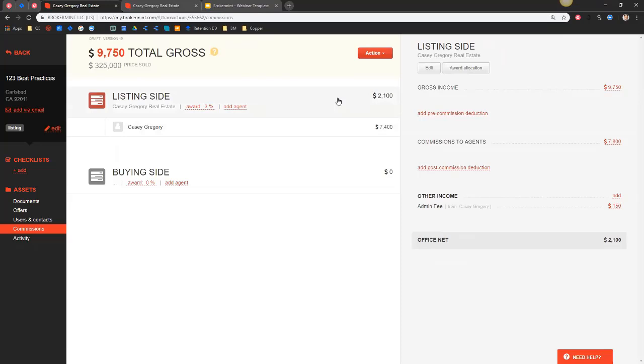And adding these additional fees or charges can be added in two ways. We can either add gross income, or we can also add in other or office income.